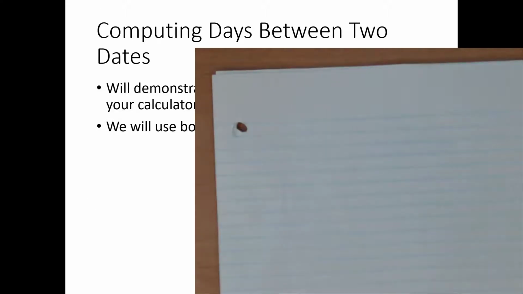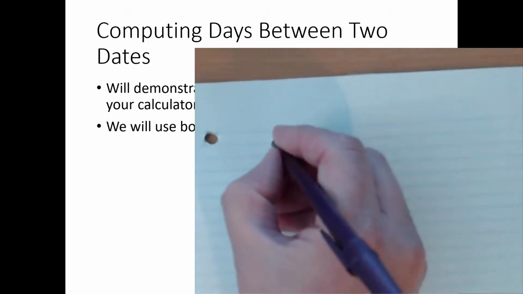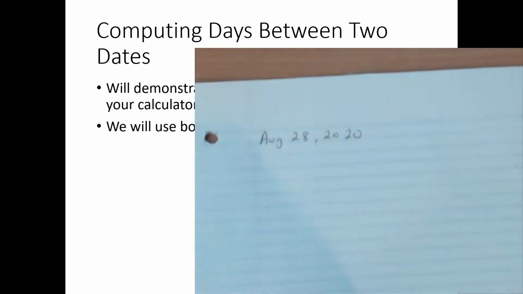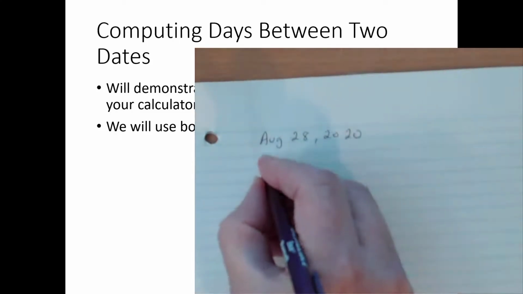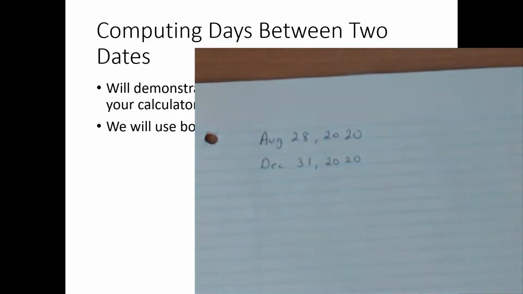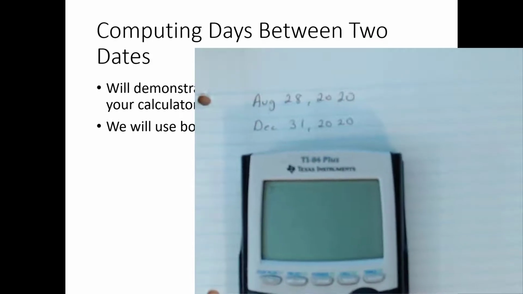Let's work on calculating the number of days between two dates. I'm recording this on August the 28th, 2020. 2020 has been kind of a sucky year, so let's see how many days before this 2020 nightmare is over. The 2021 nightmare begins. So I'm going to consider two dates: today's date of August the 28th, 2020, and then the end of the year, December 31st, 2020. I have a couple of ways to do this, and I can start off with using my TI-83.